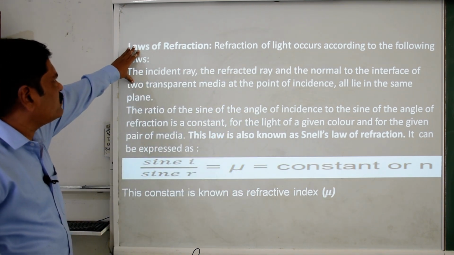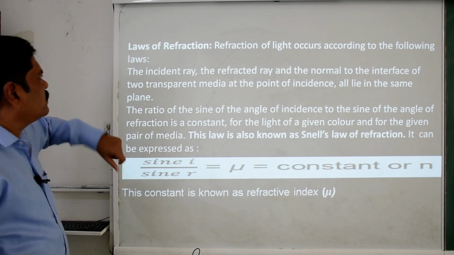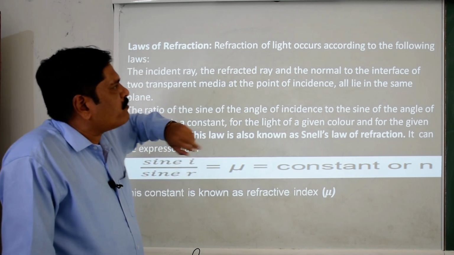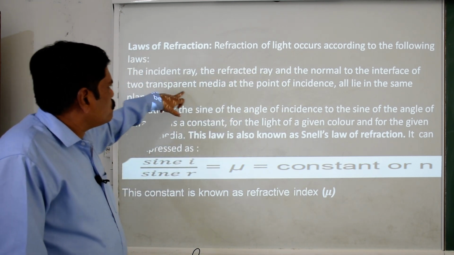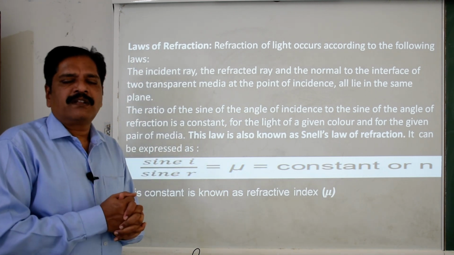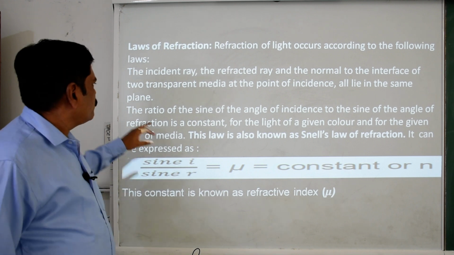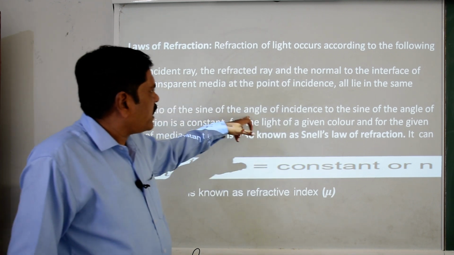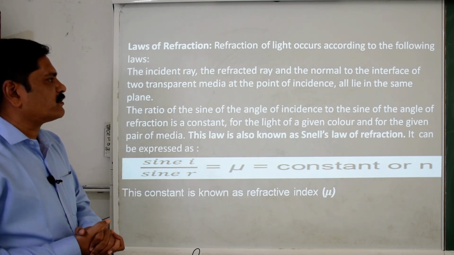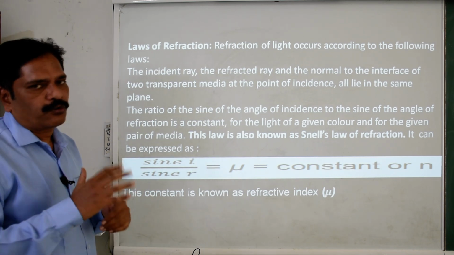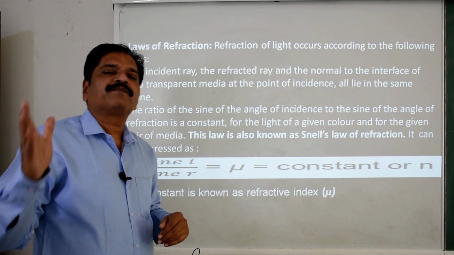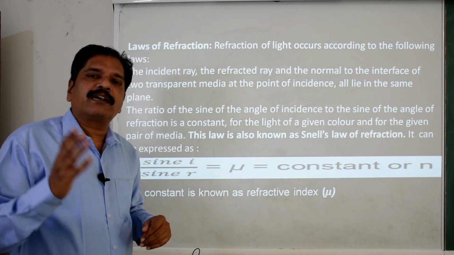So here we are going to discuss the laws of refraction of light. What are the laws? The incident ray, the refracted ray, and the normal to the interface of the two transparent media at the point of incidence all lie in the same plane, just like the law of reflection. And the second: the ratio of the sine of the angle of incidence to the sine of the angle of refraction is always a constant. Clear? This holds for monochromatic light, remember, because the wavelength of light is different for different colors, so it will give different results.